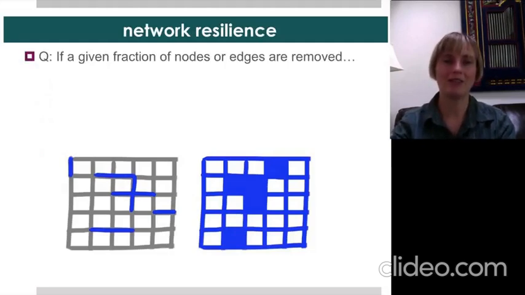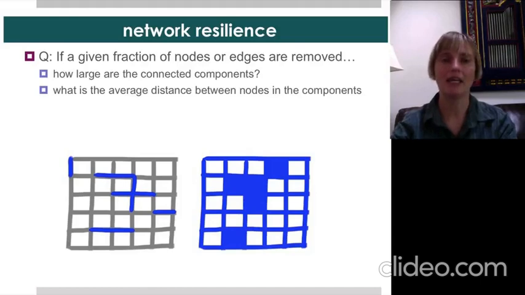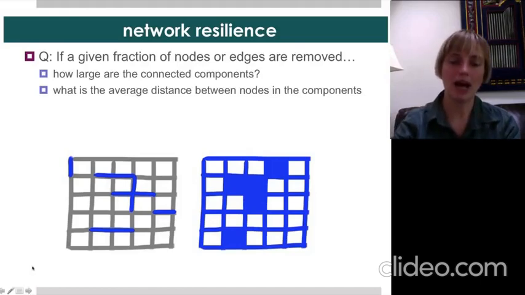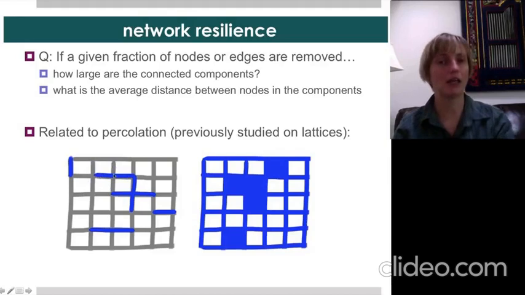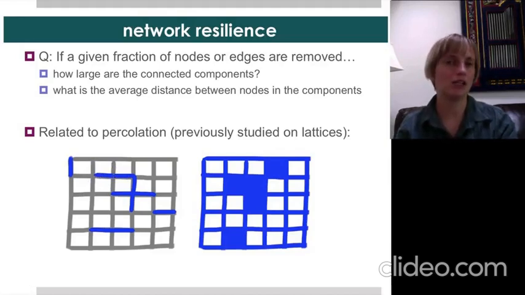Let's go back to the question of whether we're removing nodes or edges. This has a mapping to lattice percolation, and you can either have here edge percolation, that is, here the nodes are these intersections, and you're just asking whether the nodes are connected via these edges, and what you're looking for is at what point does a giant component emerge.